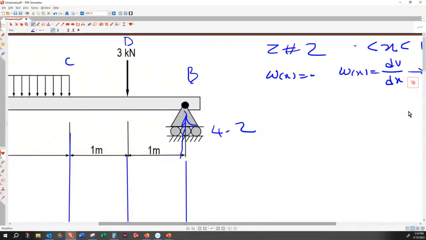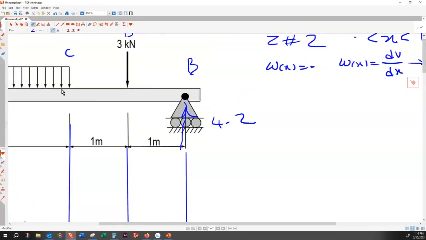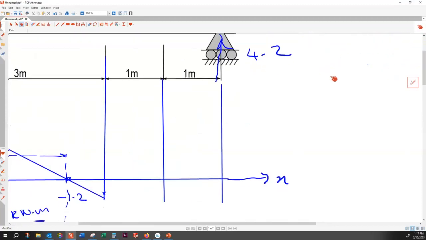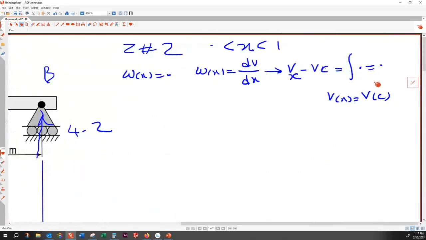So what is v of c? At the start of the curve, this is a continuous shear. Look, here shear is continuous because there is no point load. The only thing which makes the shear force discontinuous is a point load. A distributed load, like this W0, is always continuous. If you have a point load, that makes your shear force diagram discontinuous. So here, V of C is equal to the last value from the previous zone, which is minus 1.2.